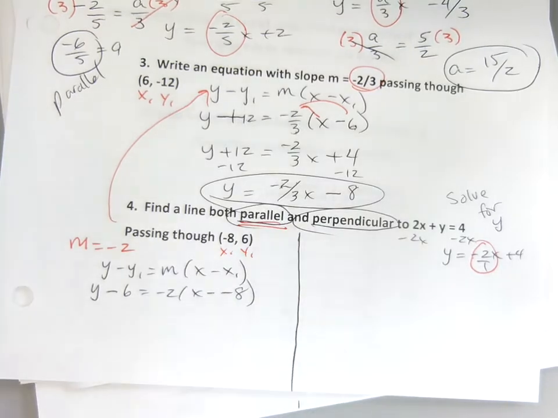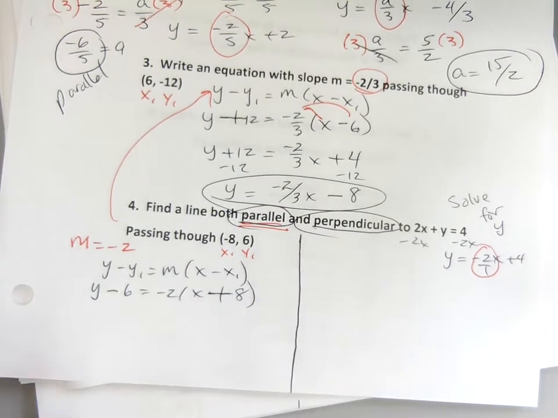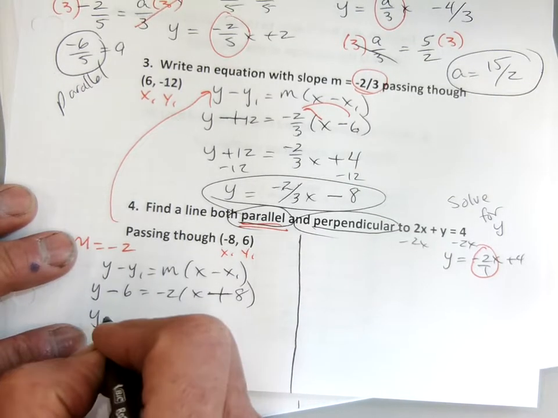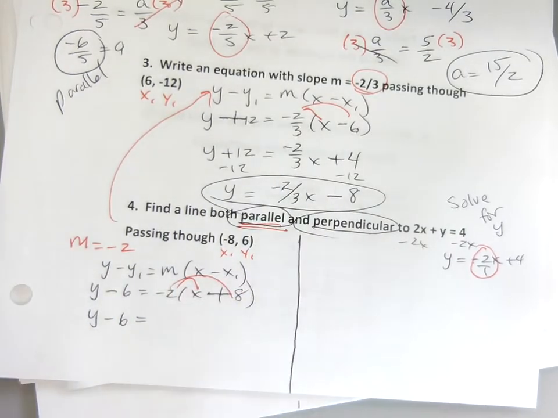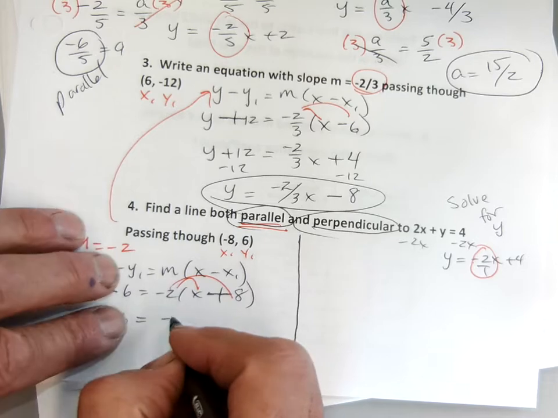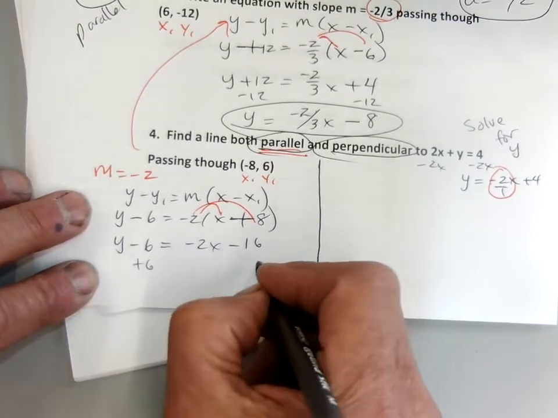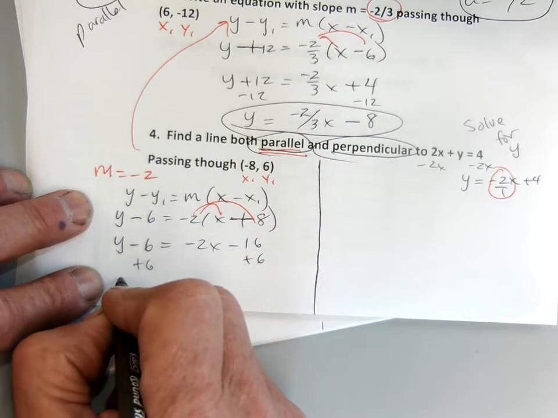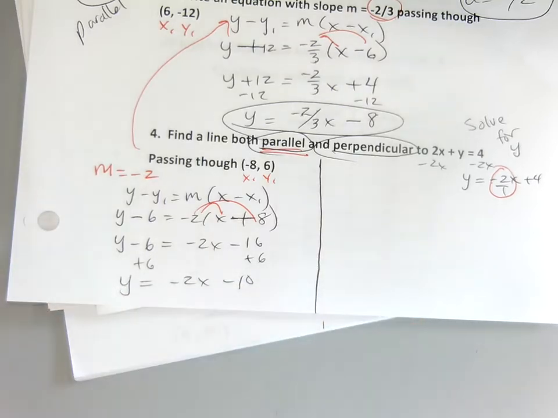Okay, double negative, we'll just make it a plus, right? Plus plus. Okay, let's simplify this. We'll have y minus 6 equals negative 2x minus 16, plus 6, plus 6.